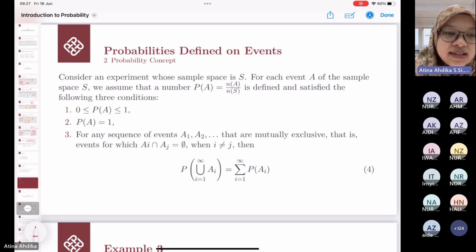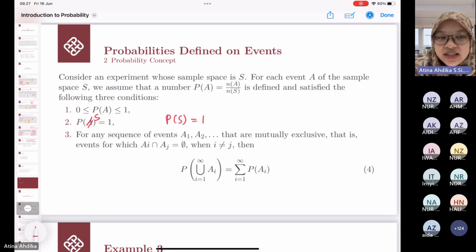The first condition is that the value of P(A), the probability of A, is between 0 and 1. So the value of the probability will not be less than 0 and will not be greater than 1. And then, oh, I'm sorry, I think I have a typo here. So the second condition is that the probability of S, so this is not A but S, the probability of the sample space, is equal to 1.